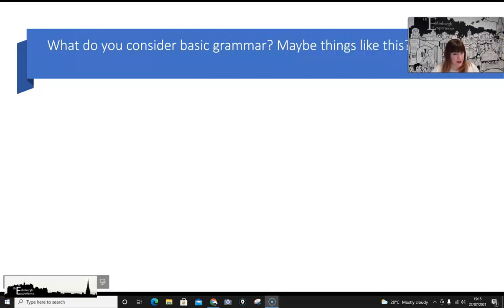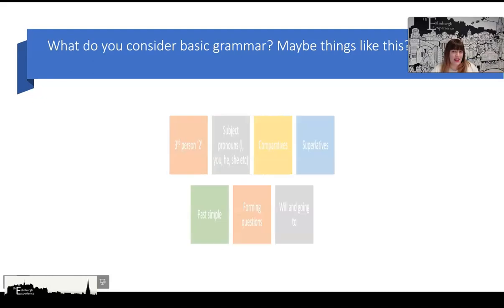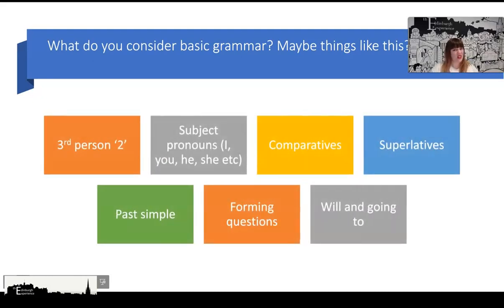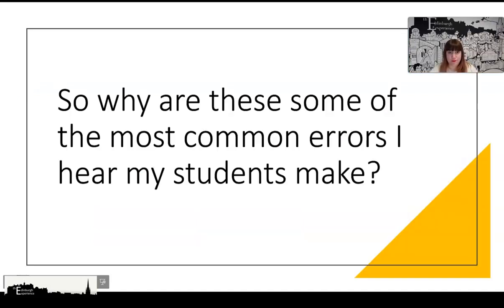So the first question that I have for you guys is, what do you consider to be a basic grammar mistake? Because I'm guessing you probably think it's things like this. For example, the third person S when we use the present simple, subject pronouns like I, you, he, she, it, forming comparatives or superlatives, using the past simple, forming questions, or the difference between will and going to. So this is all quite standard beginner English stuff, right? Which you probably think is quite basic grammar.